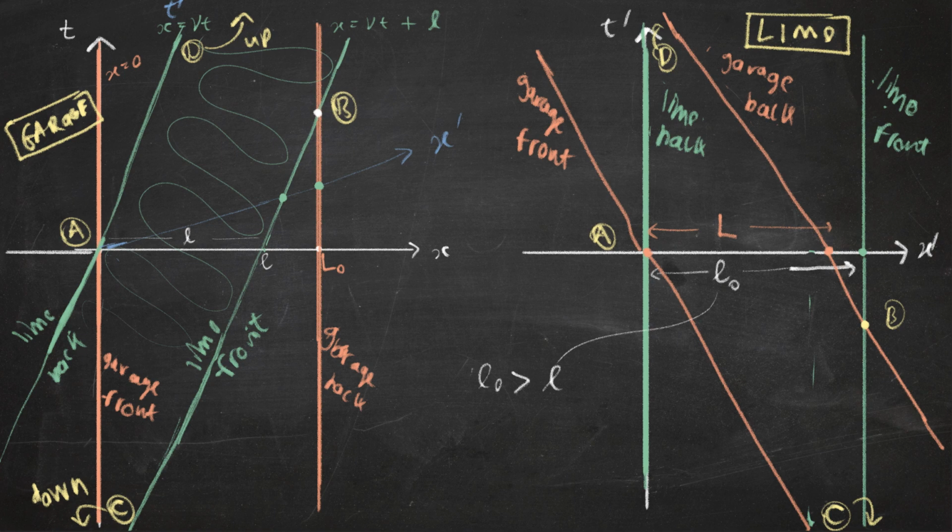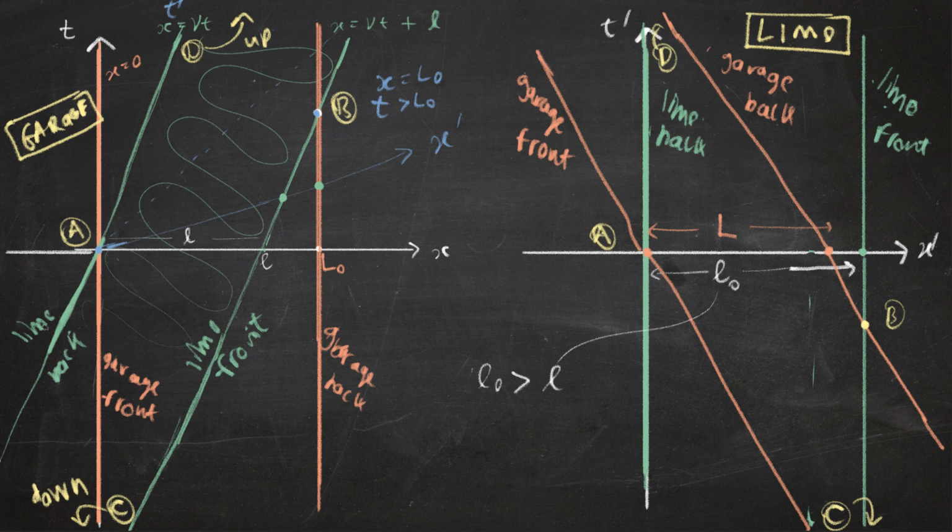What does that mean? Let's try and give that some perspective to the problem here. If we look at the garage perspective, B has a distance of L naught, and that L naught would be longer than the time. So the coordinate of B here, the x is L naught, but the time t would actually be greater than the L naught for that particular coordinate. What does that mean? It means if you were to fire a ray of light when the limo back hits the garage front, so that's when the limo is completely contained in the garage.